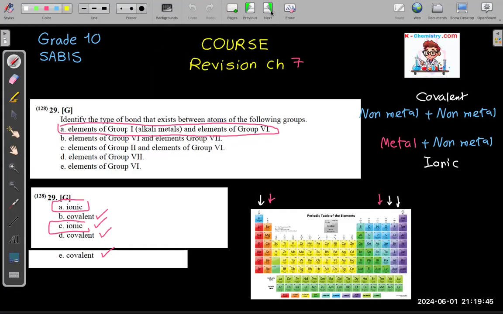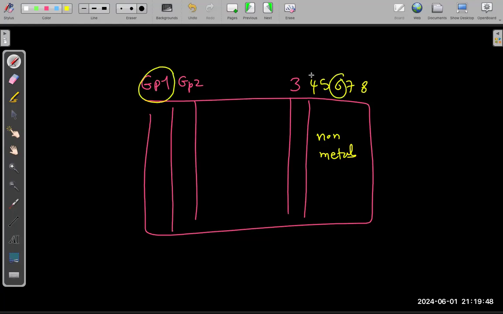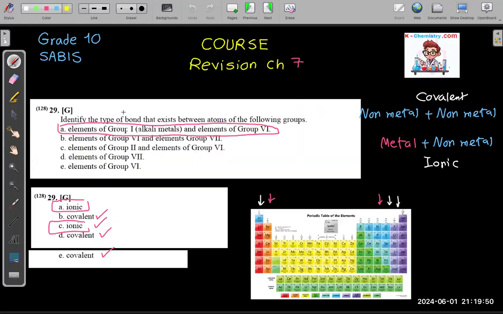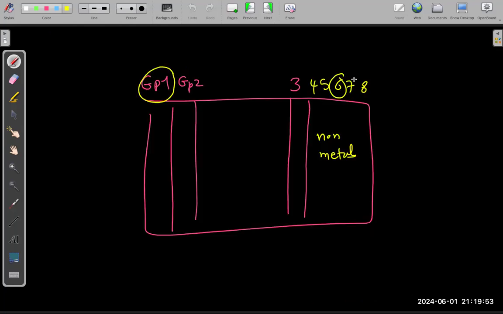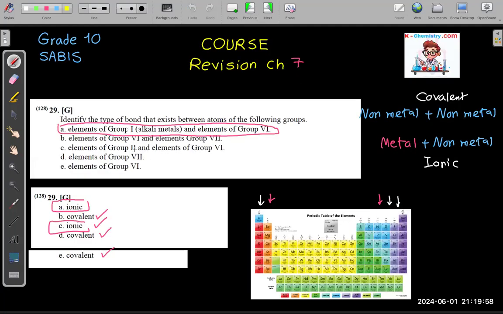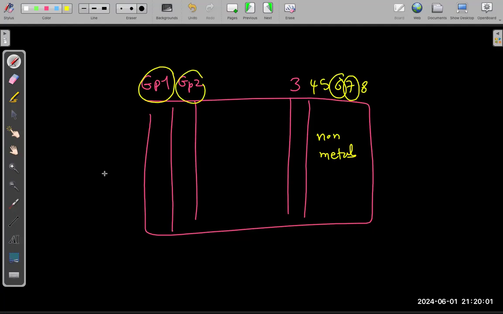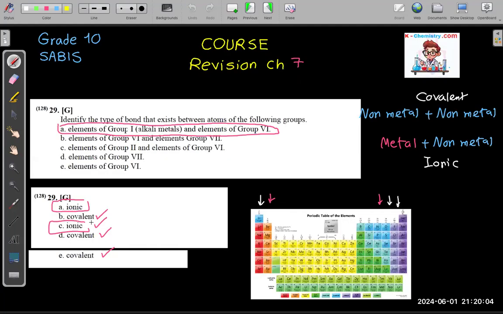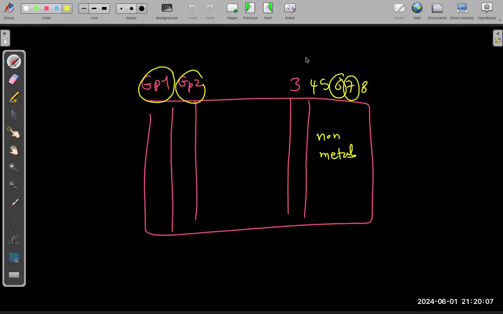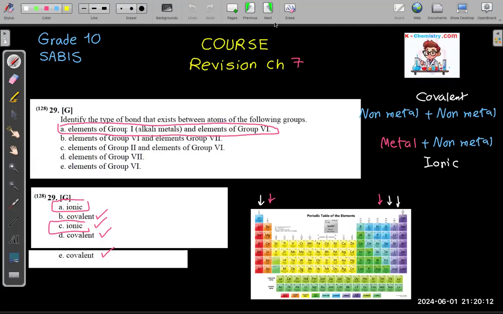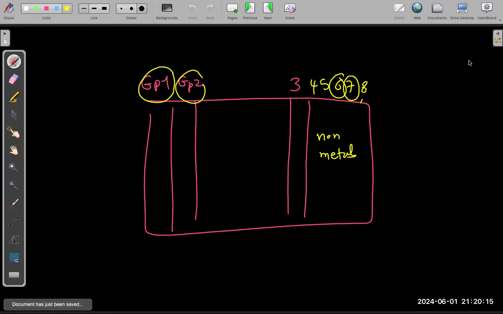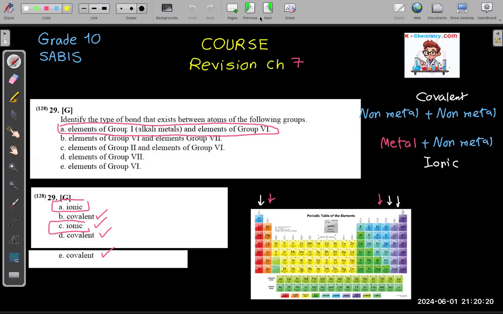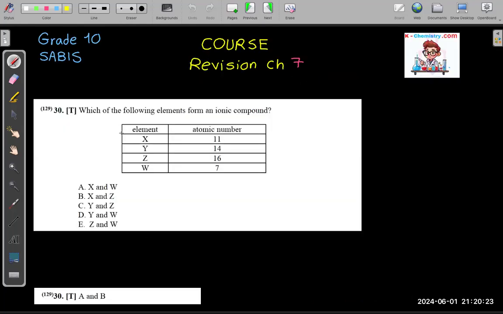So he took 1 and 6: left and right, so it is ionic. Then 6 and 7: right and right, both non-metals, so it is covalent. 2 and 6: 2 is from the left and 6 from the right, so it is ionic. Both from 7 are non-metals, so covalent. Both from 6 are non-metals, so covalent. So this one should be easy.